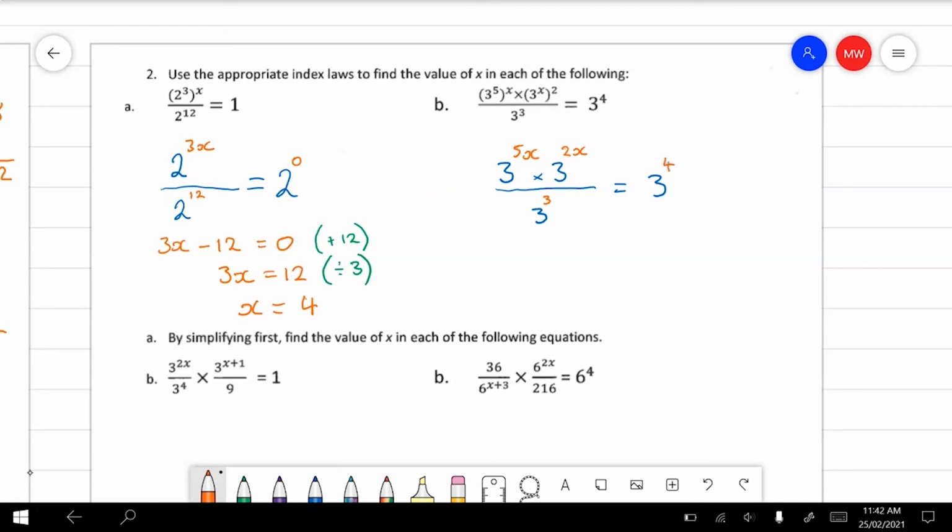Now again, if we just disregard the 3's and we're just looking at the indices, we know that here they're being multiplied, so we just add those indices together. So really, if we start concentrating down here, we've got 5x plus 2x. And then that's divided by 3, which when we divide, we subtract indices. So minus 3 equals 4. And so we'll collect up our like terms. So I've got 5x's and 2x's make 7x's, minus 3 equals 4. And then we're just back to the balance method again. So we'll add 3 to both sides, and we'll find that 7x's equals 7. We'll divide by 7 on both sides, and x will be 1.